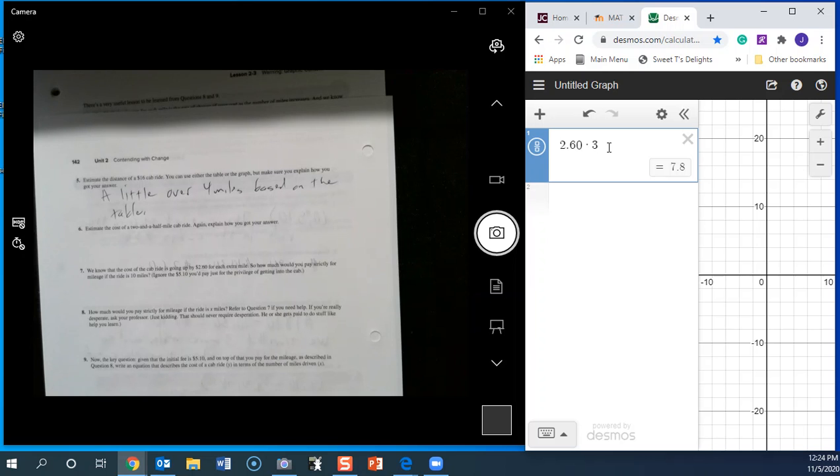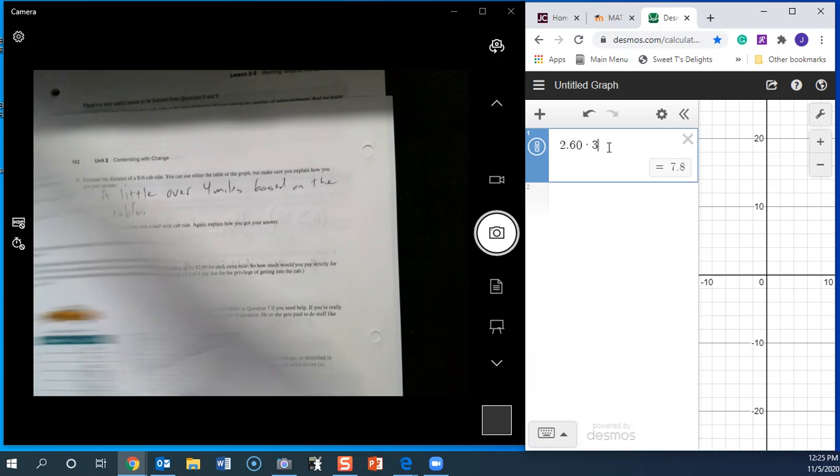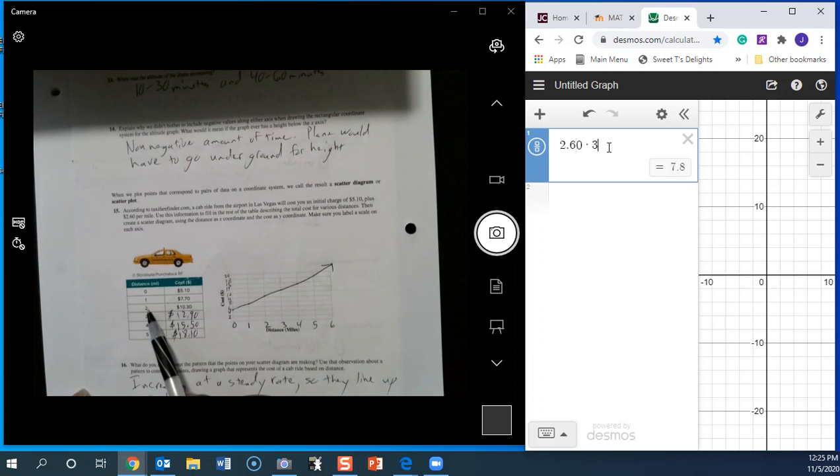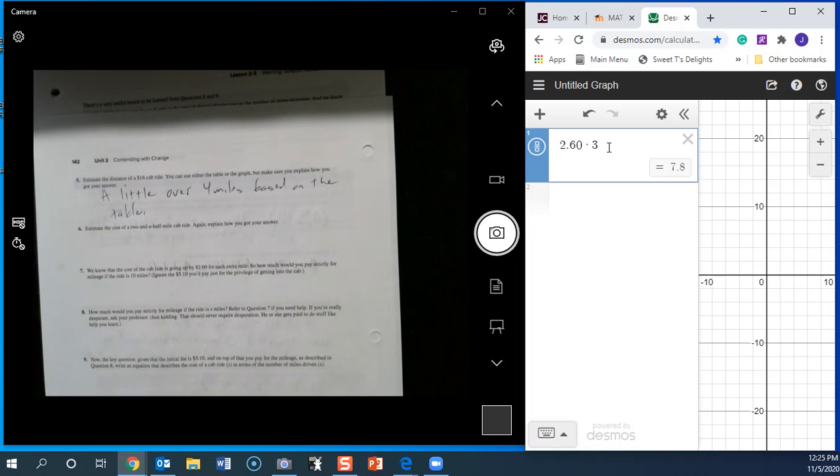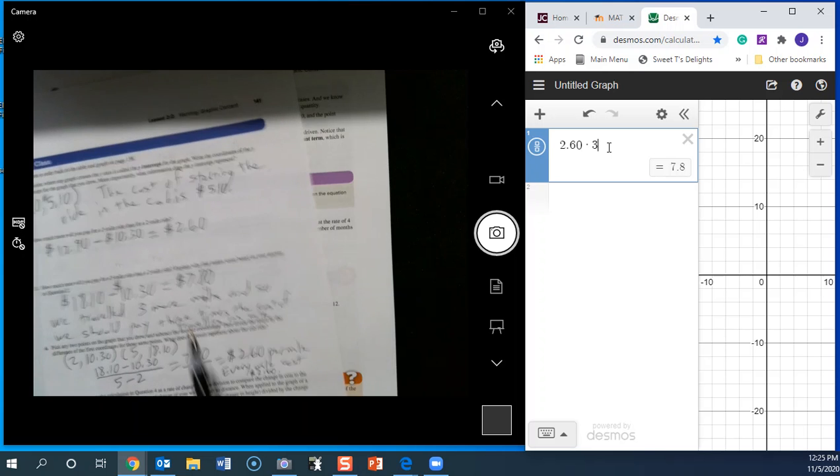Now number 6, it says estimate the cost of a 2.5 mile cab ride. Again, explain how you got your answer. Okay, well, let's take a look here. We have from 2 miles to 3 miles, so we want what's in between that. Now, remember, we said earlier for every mile, you pay $2.60.